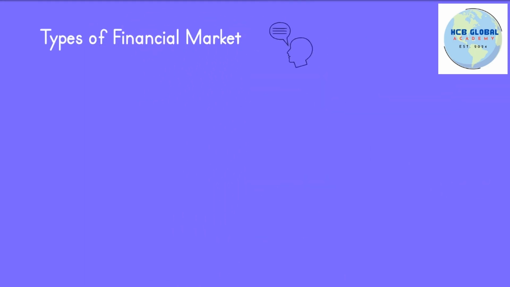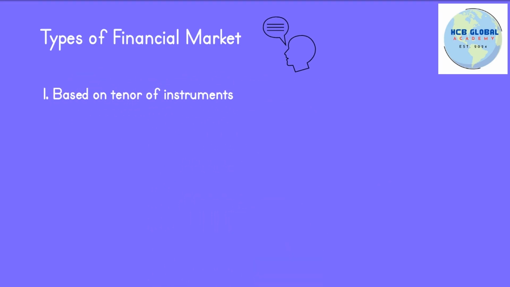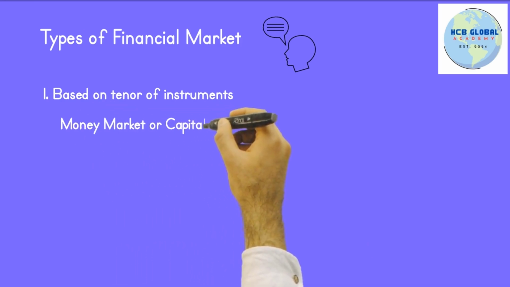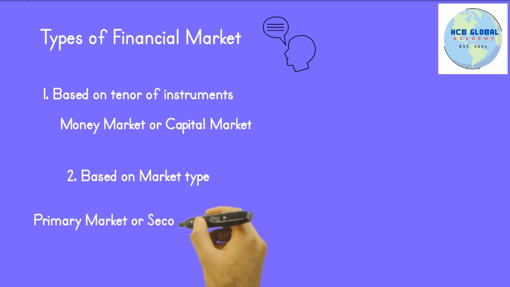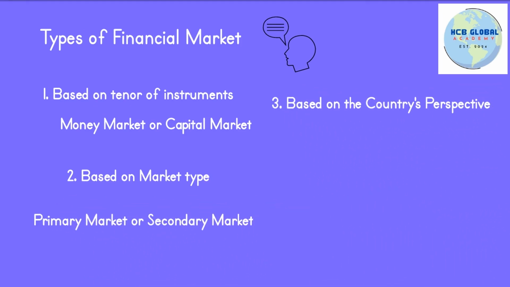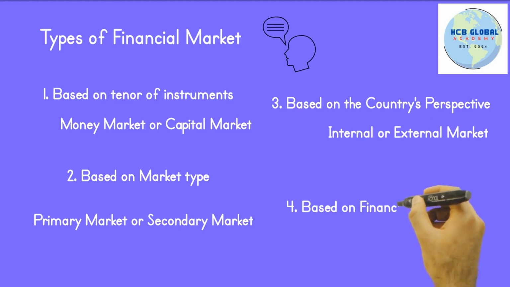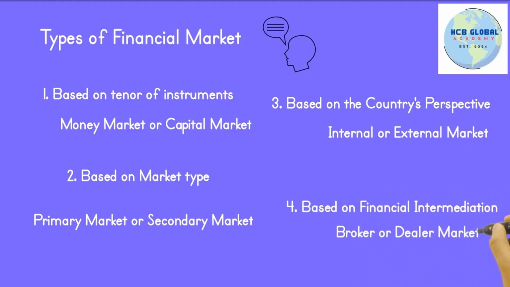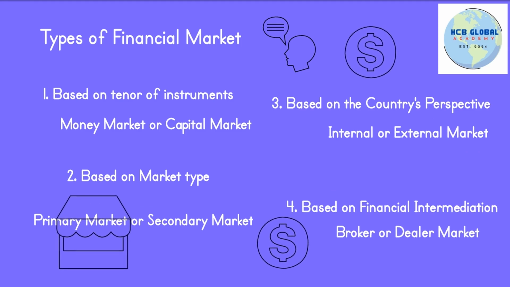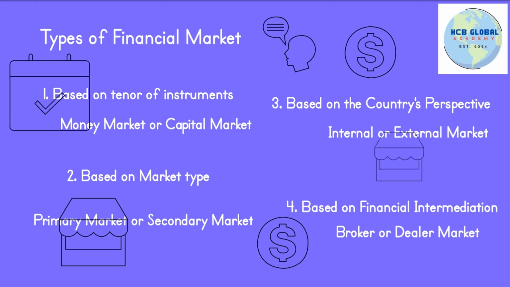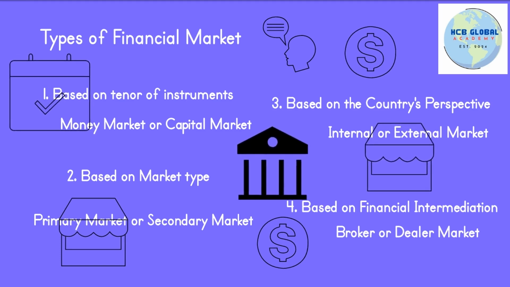Now let's discuss the types of financial market. Financial market may be classified as follows. 1. Based on tenor of financial instruments traded, which may be money market or capital market. 2. Based on market type, which may be primary market or secondary market. 3. Based on country's perspective, which may be internal, national market or external market. Lastly, number 4. Based on financial intermediation, which may be dealer market or broker market. In summary, financial markets are classified depending on the transactions that are being observed or the exchange that is done, to whom it is traded or the market where it is traded, the manner in which it is traded, and the perspective of the country.